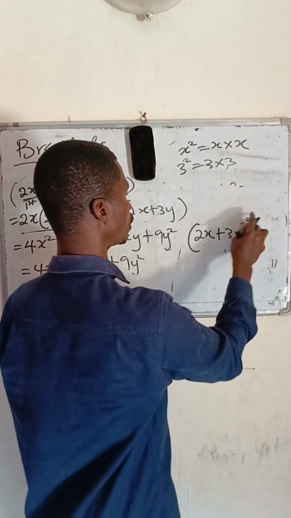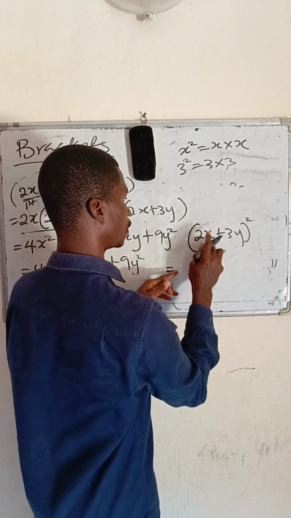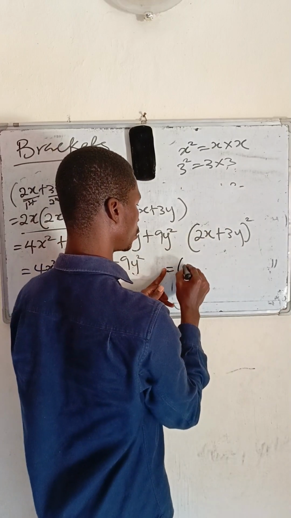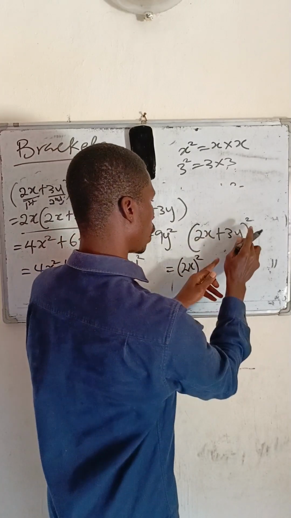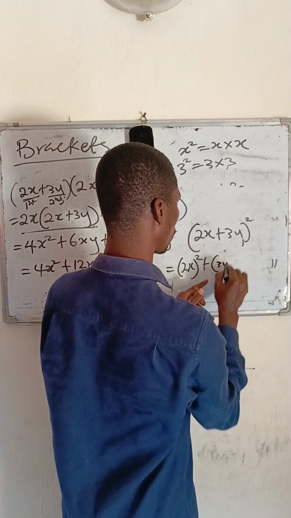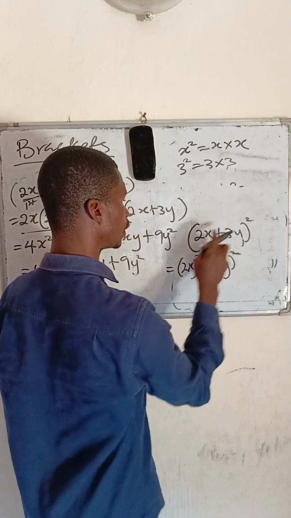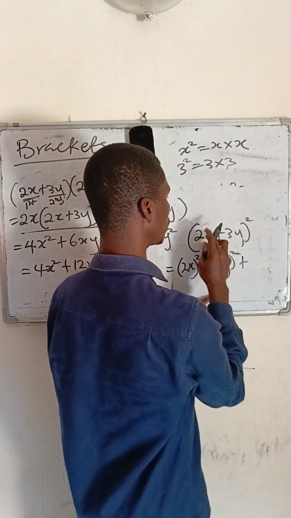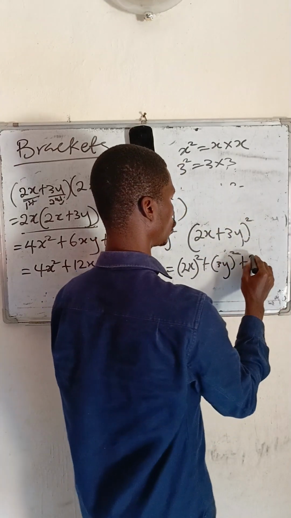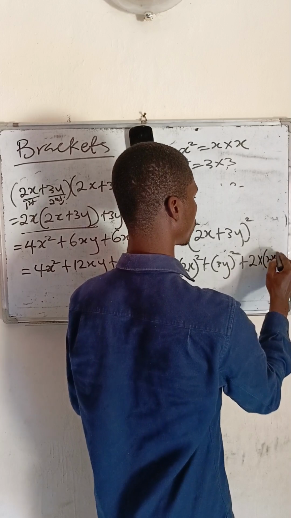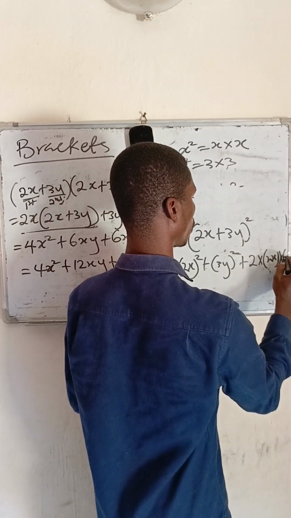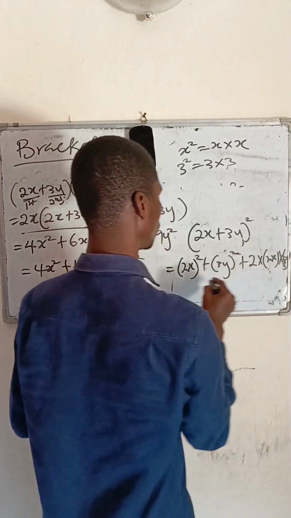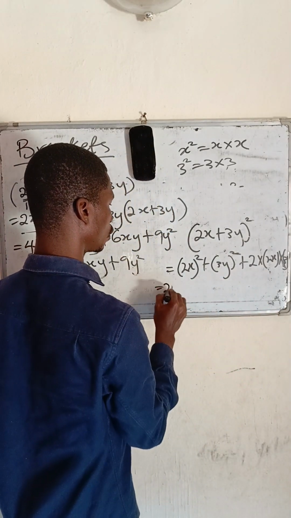So another way you can do this is square this one first. Let me show you. S squared. Square this one also. Are you seeing it now? Square this one. Then you will now use this one. This times this times this. That is just 2 times 2x times 3y. Okay, so we have 2s.